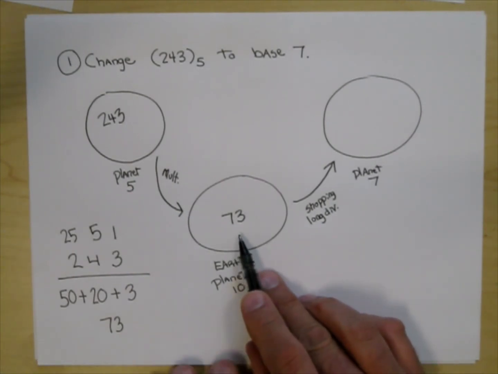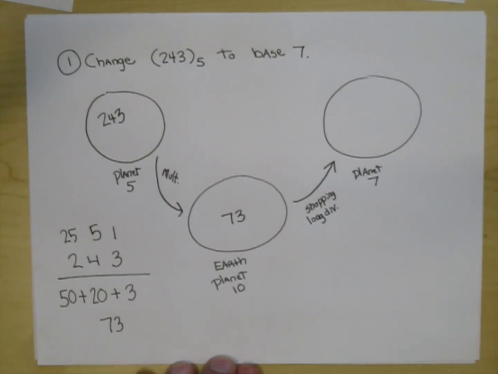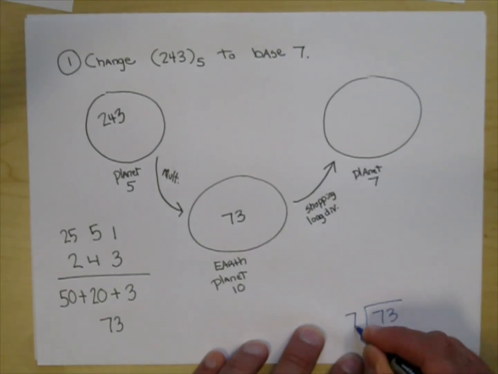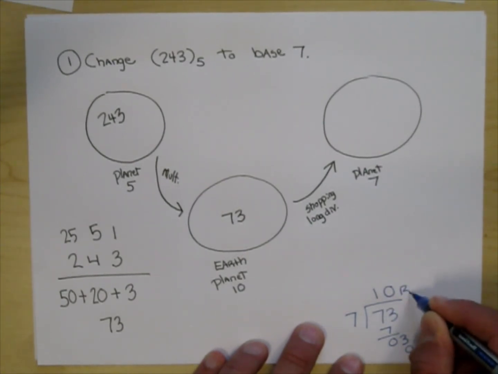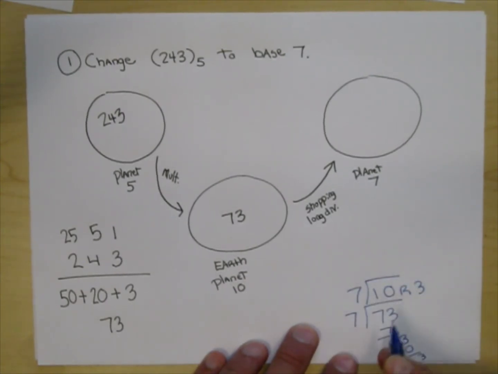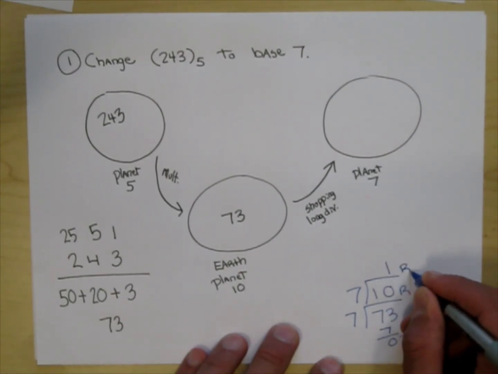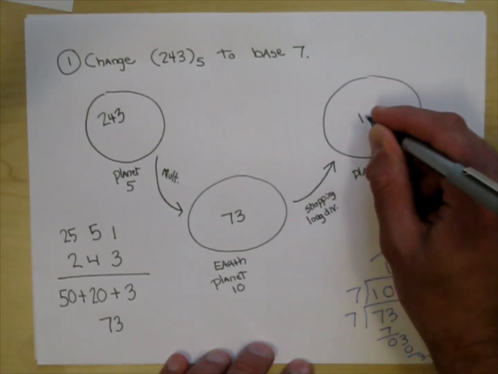Now, I'm going to go change 73 base 10 to base 7. Using one of those methods, I'm going to go ahead and use the long division. You can use whatever method you want. So my long division would be 73. 7 goes into that. 7 goes into 7 one time. 1 times 7 is 7. Subtract, get a 0. Bring down the 3. 7 goes into 3. Well, it doesn't. 0 times 7 is 0. Subtract, the remainder is 3. 7 goes into 10. Well, 7 goes into 10 one time. 1 times 7 is 7. The remainder is going to be 3. And so now we know on planet 7 the number is 133.